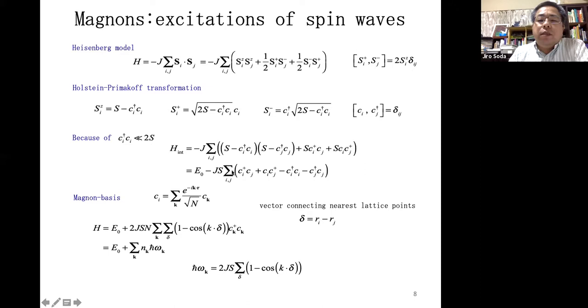Then to diagonalize this Hamiltonian, we use the magnon basis. Here, k is some wave number vector. Here, N is the number of the electrons, which is usually a very huge number. Then if you substitute this expression into here, you will get the diagonalized Hamiltonian. So c_k†c_k is the number operator, which counts the number of magnons. And you can get the energy spectrum for the magnon like this. Here, δ is a vector connecting nearest lattice points. So if you consider the small wave number, this energy is proportional to just k squared.